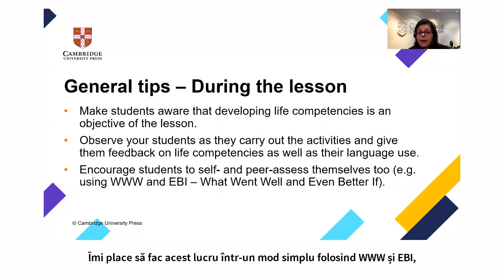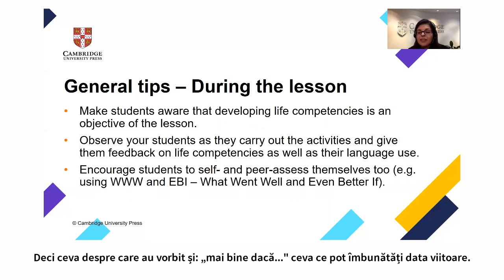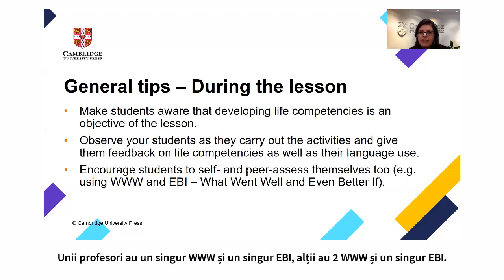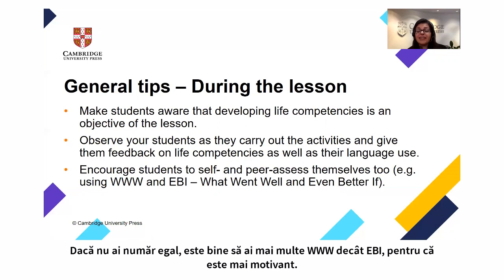I like to do this in a very simple way, which is using WWW and EBI, which, if you have not heard of this before, stands for what went well. So something that they need to comment on that they've just done that went really well, and even better if, which is something that they could improve for the next time. So some teachers have one WWW and one EBI, some have two WWWs and one EBI. If you're going to have an uneven number or unequal numbers, it's better to have more WWWs than EBIs, because it's more motivating, really.